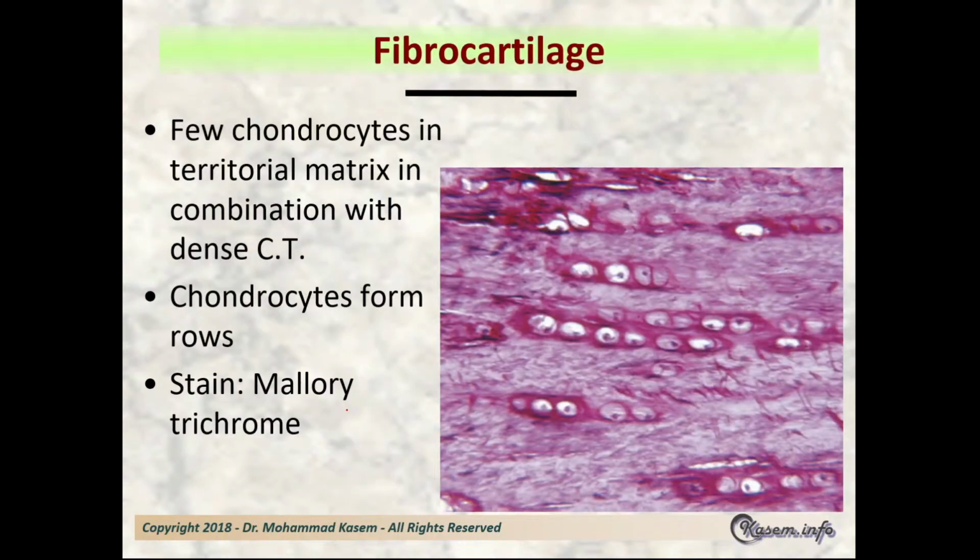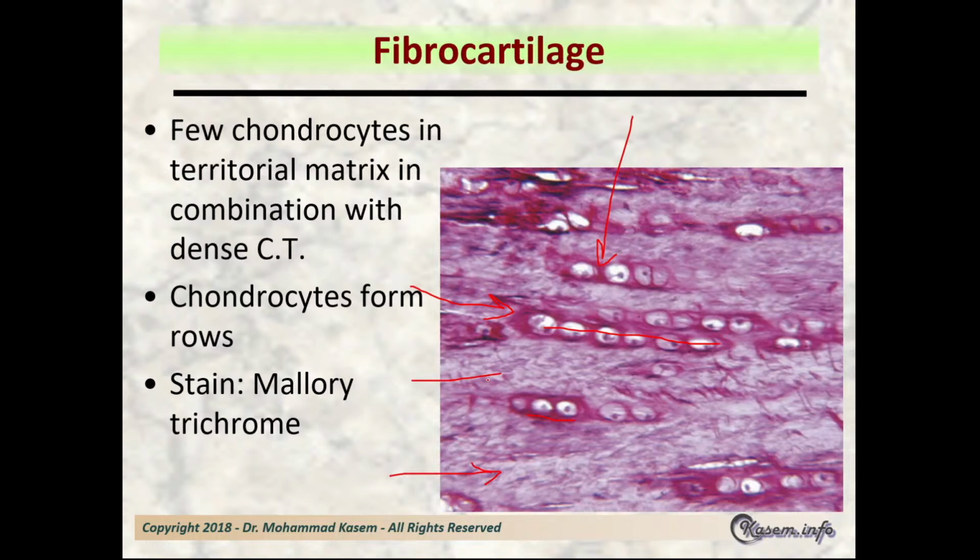Look at this image. You see this chondroblast, the chondrocytes. The chondrocytes are small and arranged in rows, forming rows here, continuous with each other here and here, and a large amount of collagen fibers running between or compressing these cells in between. The stain here is Mallory trichrome.